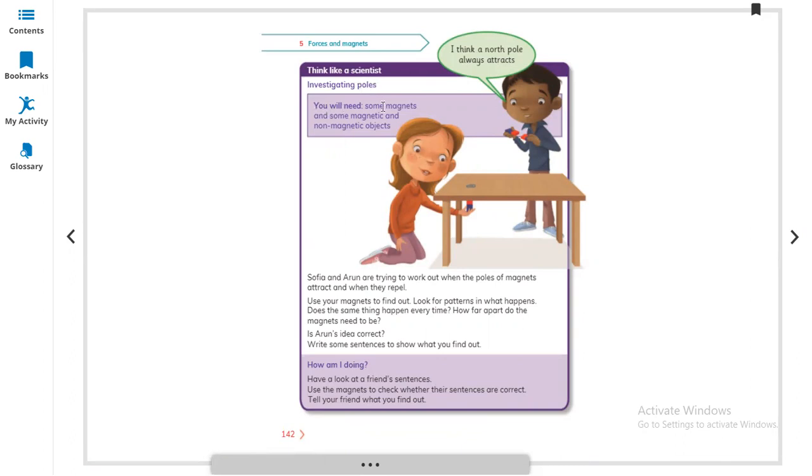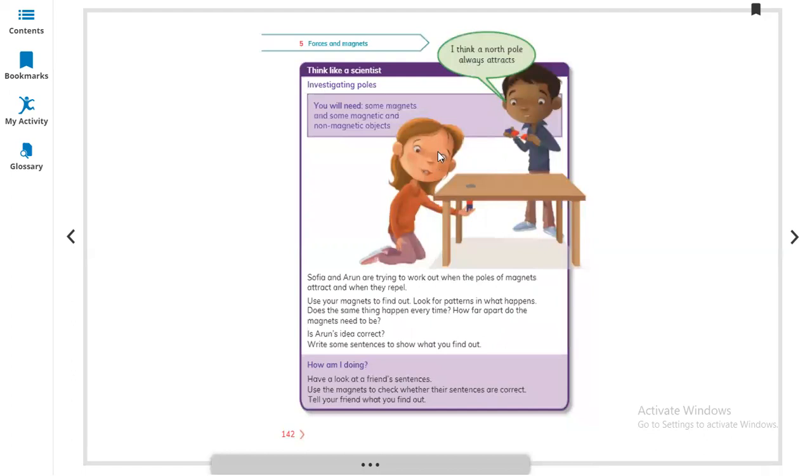Investigating poles. You will need some magnets and some magnetic and non-magnetic objects. Sophie and Aaron are trying to work out when the poles of magnets attract and when they repel. Use your magnets to find out. Look for patterns in what happens. Does the same thing happen every time? How far apart do the magnets need to be? Are our ideas correct? Write some sentences to show what you find out.